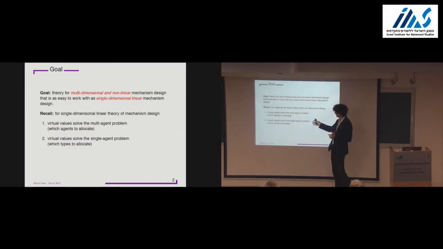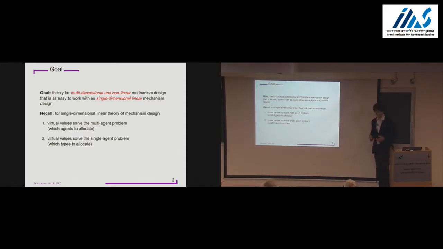They also actually solve the single-agent problem. If I'm just looking at a single-agent problem, I want to know which types should get the item, and I have a constraint on what measure of types can get the item, then I want to give it to the types with a higher virtual value. So this theory of virtual values lets us very ably solve both these problems. I give you a single-agent, single-dimensional problem, you'll solve it with virtual values. I give you a multi-agent problem, you'll solve it with virtual values.